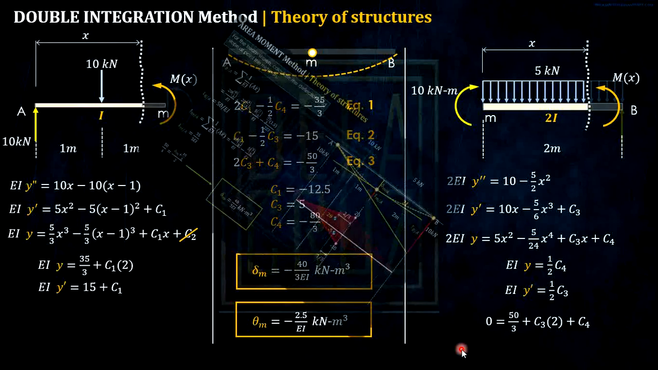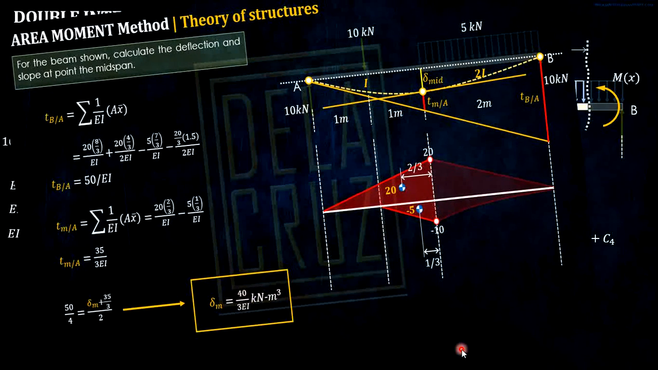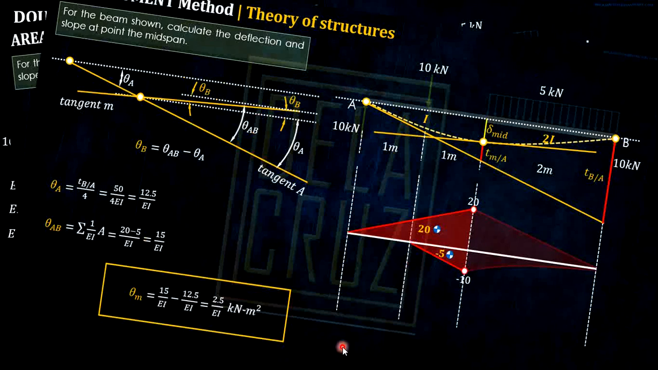So recap, ito yung ginawa natin sa area moment method. Ito yung deflection, 40 over 3 EI, the same sa nakuha natin. And ito yung slope, 2.5 over EI. So that's it.